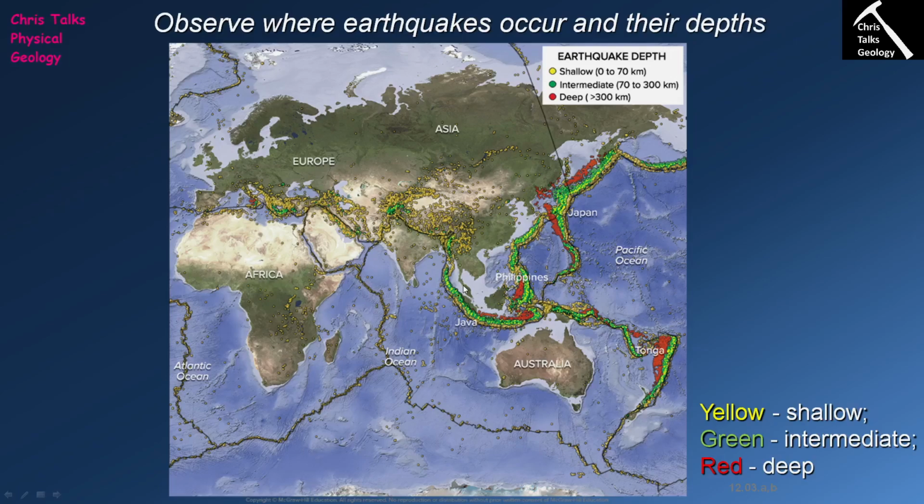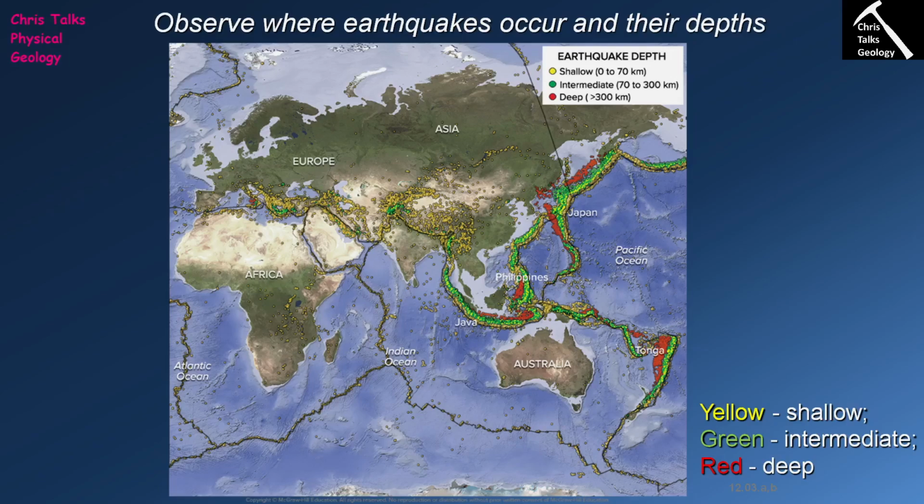Now, another thing you'll notice though is that not all these circles are yellow. We also have some green ones and some red ones. The green ones are intermediate depth earthquakes, and these occur between 70 and 300 kilometers. And we also have deep earthquakes in red, which occur at depths in excess of 300 kilometers. So the obvious question is, what's going on to produce these earthquakes? Bearing in mind, as we've just discussed, we know that the vast majority of earthquake activity is due to either fault movement or magma movement in the crust. So where are these deeper earthquakes coming from?